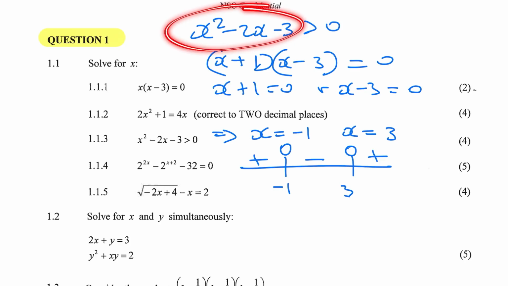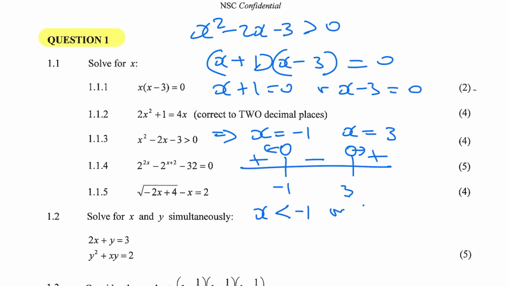And from here, remember we're looking for values when it's positive. So it's positive when it's facing that direction, and it's positive when it's facing the opposite direction. Therefore, x should be less than negative 1, or x should be greater than 3.